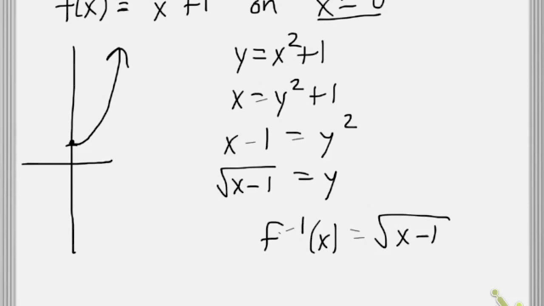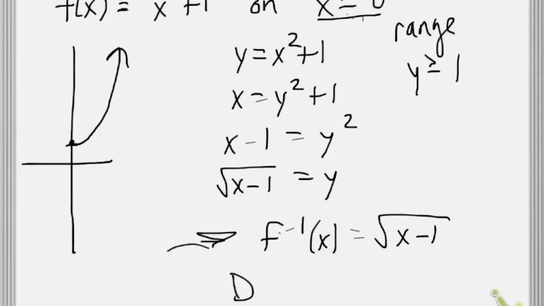Now, what's the domain of this inverse? Okay, well, let's go back to our original function, x squared plus 1. We've said the domain is x greater than or equal to 0. What would the range be? All right, well, we know it's the parabola shifted up 1. We only have half of it, so it looks to me like the range is y greater than or equal to 1.